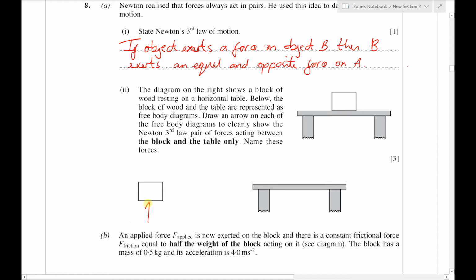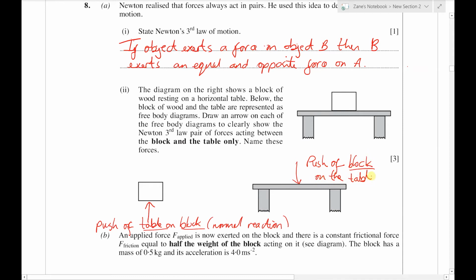Well, the best way of describing third law pairs is to describe forces as pushes or pulls of one object on another. So here the force I've labelled is the push of the table on the block, or the force of the table on the block, or if you like, we could call it a normal reaction. And to get its third law pair, all we've got to do is swap the two names around. So here the pair will be the push of the block on the table. So once again, to get a third law pair, we just swap the objects around.